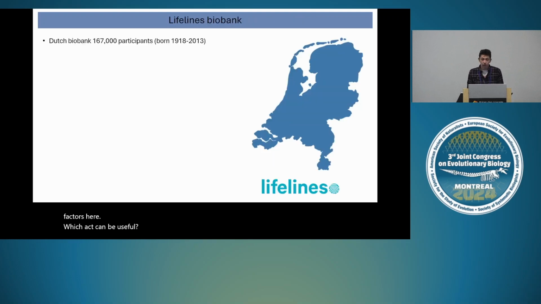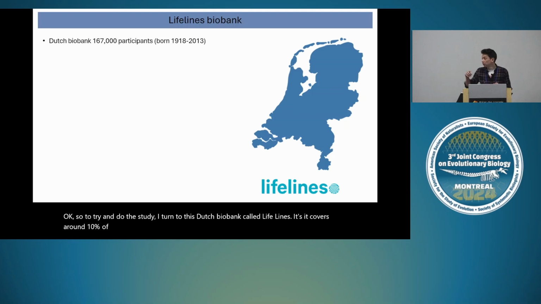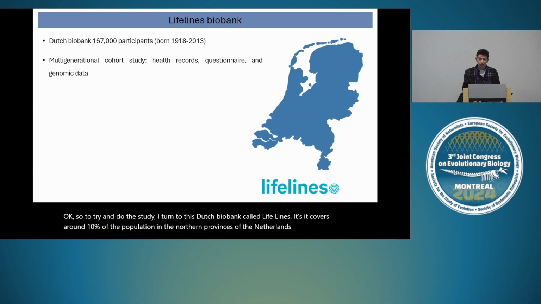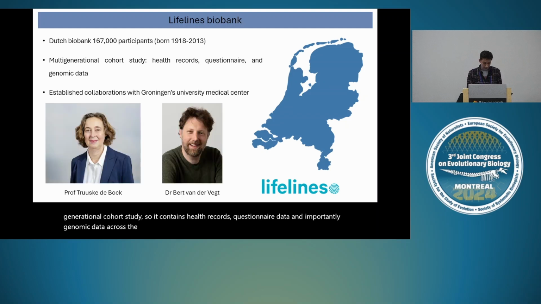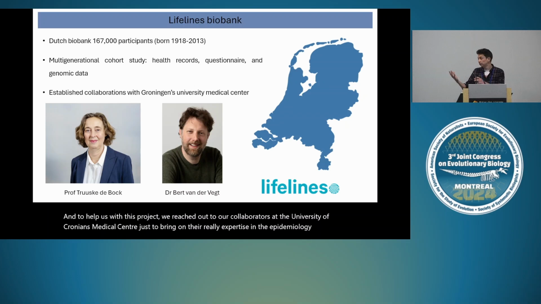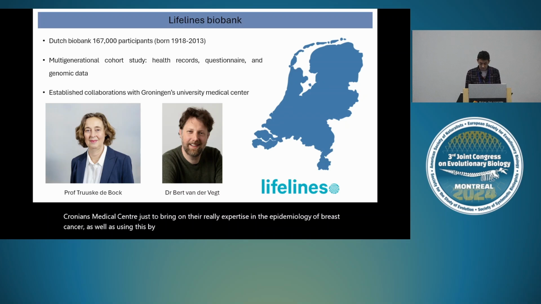Okay, so to try and do the study, I turned to this Dutch biobank called Lifelines. It covers around 10% of the population in the northern provinces of the Netherlands. It's a multi-generational cohort study, so it contains health records, questionnaire data, and importantly, genomic data across the individuals. And to help us with this project, we reached out to our collaborators at the University of Groningen's Medical Center, to bring on their expertise in the epidemiology of breast cancer, as well as using this biobank data.